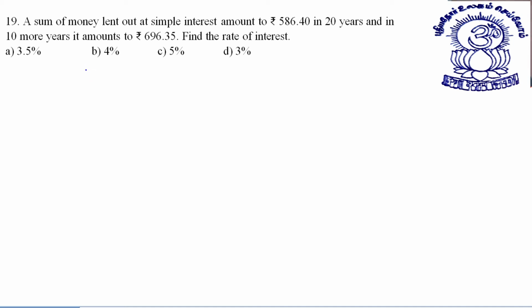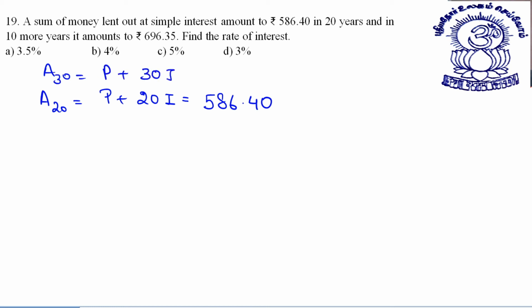A sum of money lent out at simple interest amounts to rupees 586.40 in 20 years. What does the phrase amount after 20 years mean? Principal plus 20 years interest. This is given to us as 586.40. And in 10 more years, it amounts to rupees 696.35. In 10 more years means 30 years. After 30 years, it will become principal plus 30i is equal to what?